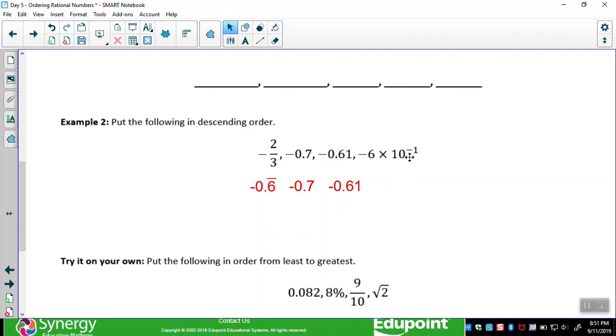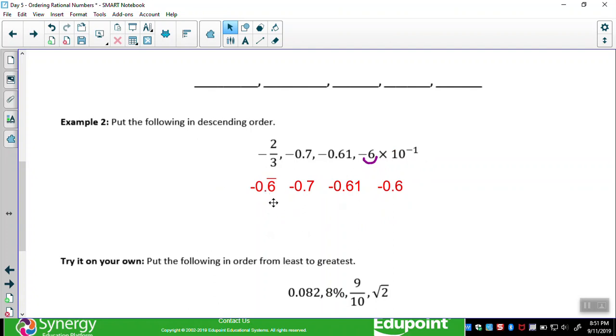If we remember for scientific notation, my exponent tells me what to do with my decimal. So since my exponent is negative 1, it means I need to take my decimal point and move it left 1. So right now, my decimal point's sitting right here. So I'm going to move it left 1. All right, so when I do that, it gives me a negative 0.6. These are all pretty close together, so we're going to want to be really careful with that.